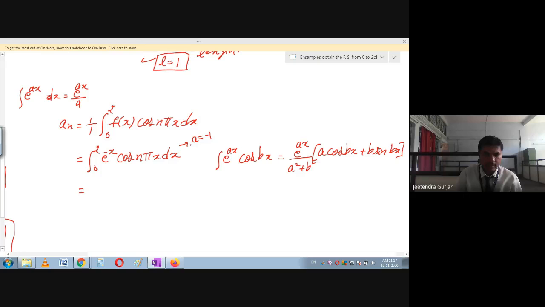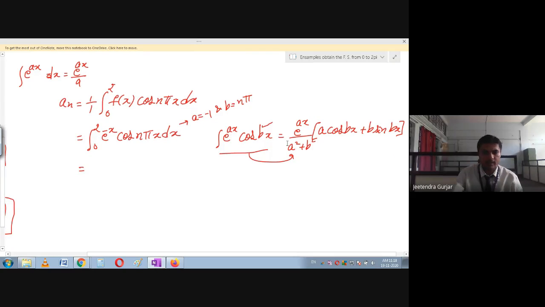So a is minus 1. And what is the b value, students? You can identify here b. Where is b? Here is b, this is our b. So therefore b, I am going to take as n pi. Okay, now I'm going to write the same integration in this form. So now substitute the values one by one.